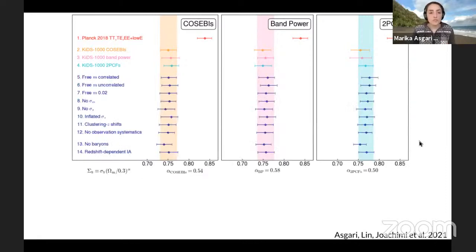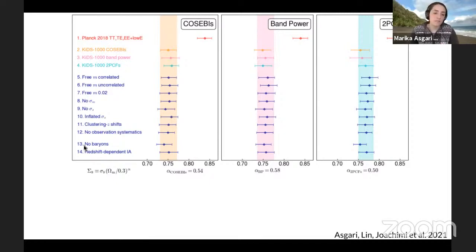We also wanted to see what's the impact of the nuisance effects that I introduced earlier on our analysis. So number 5 to 12, they're looking at the impact of the observational nuisances, and 13 and 14 are looking at the astrophysical ones. So you can see that there isn't very much difference when you turn things on and off or you change some of the priors on them.